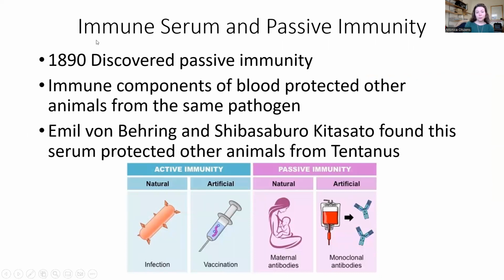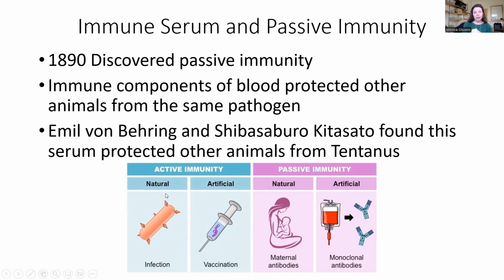Okay, so there are a few other concepts I want to go over. There's immune serum and passive immunity. So a few years after Louis Pasteur's discoveries, Emil von Behring and Shibasaburo Kitasato found a serum that protected animals. Okay, so your blood has an incredible number of things floating around in it. And a lot of them come from your immune system. A lot of them also come from your liver. So immune components of blood protected animals from the same pathogen.